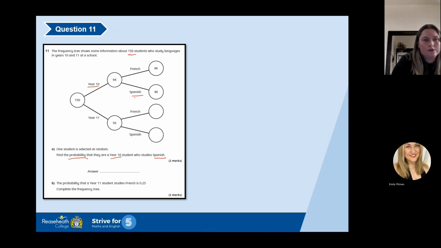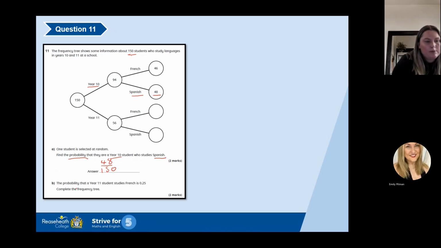Okay, so that will take us to 48. So that will simply just be 48 out of the whole 150. That's all we need to do. We just need to make sure that we're following down the right lines of the probability tree.